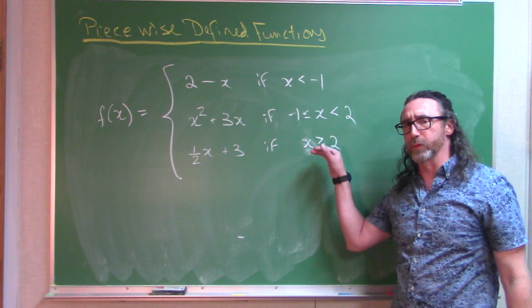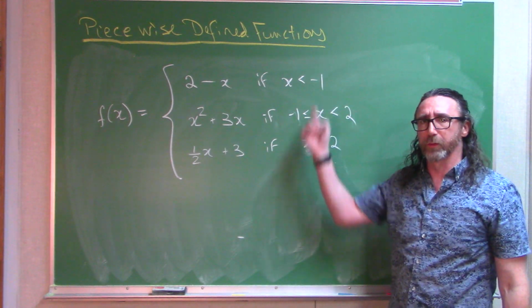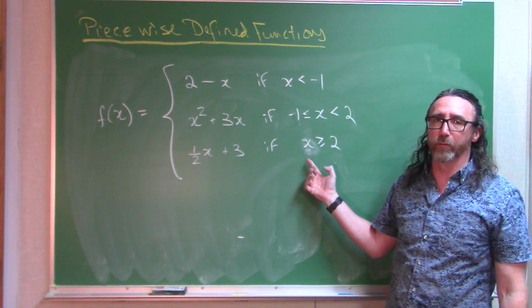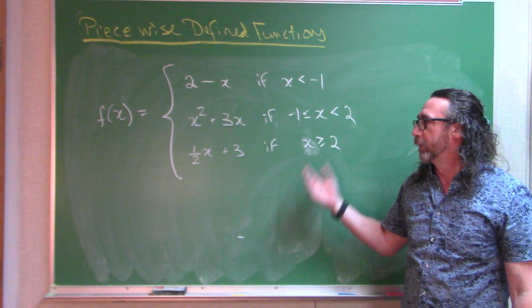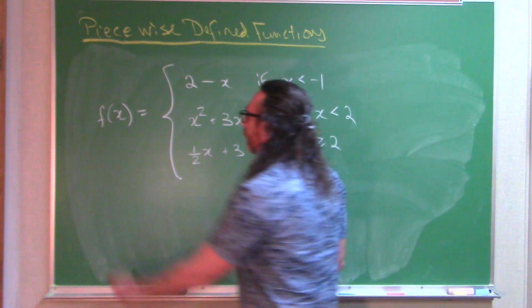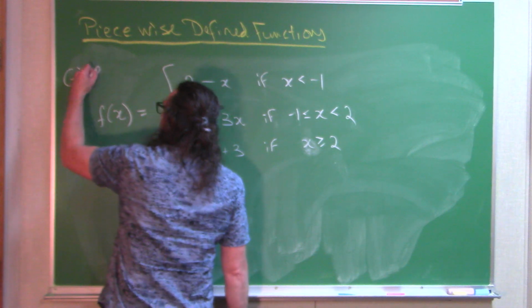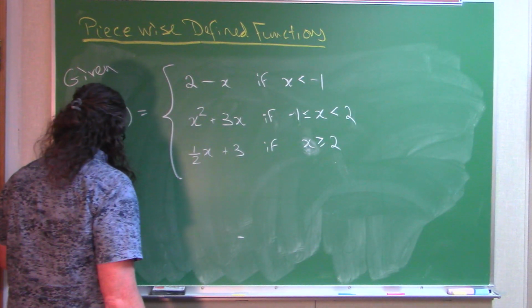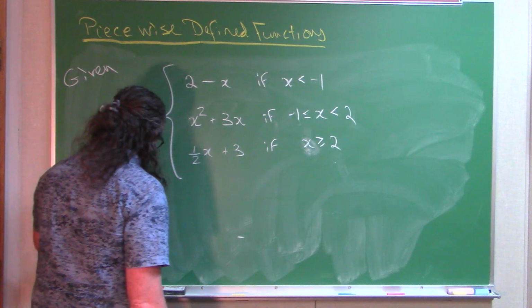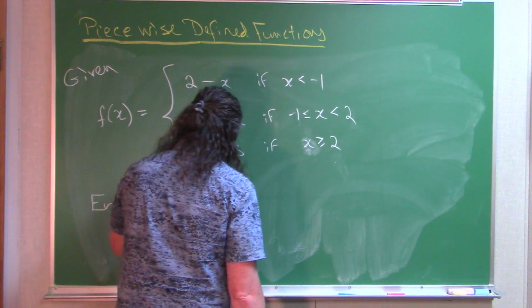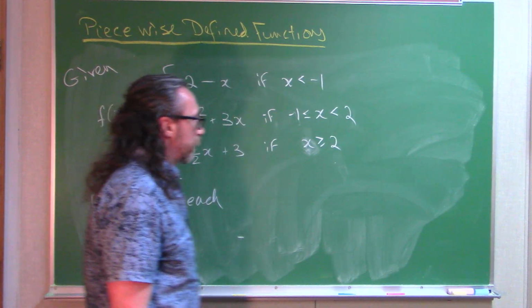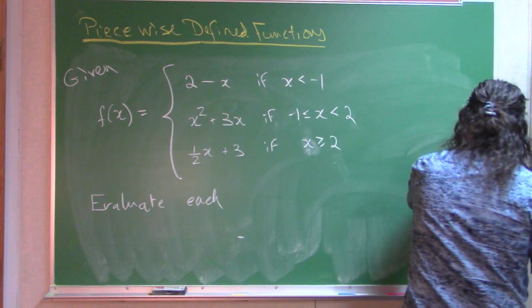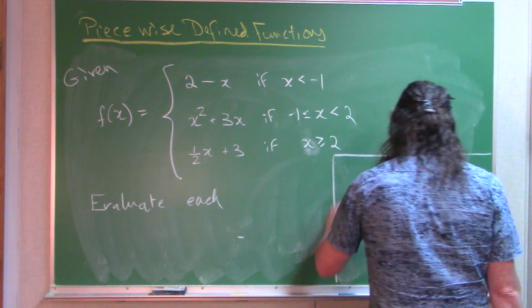Sometimes on the last rule they just say otherwise. So you've checked this, you've checked this. If neither of those work, then you're down here. Okay, so the problem might look like this. Given this function, evaluate each. Okay, so I'm going to evaluate some outputs for this function.